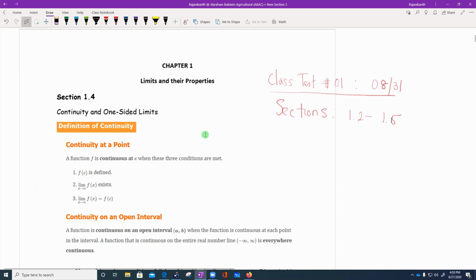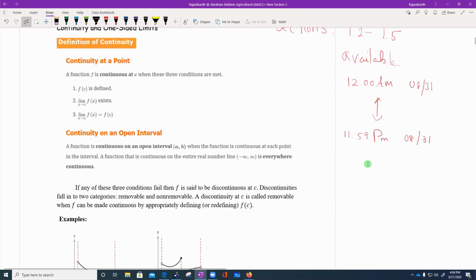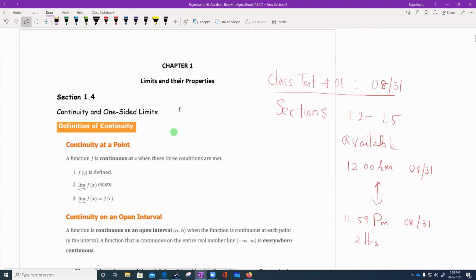So just a couple of reminders. We will have class test number 1 on coming Monday. So the test will be available, right? You have to pick one available time slot, and the test will be held then. Okay, so let me go over 1.4 briefly.